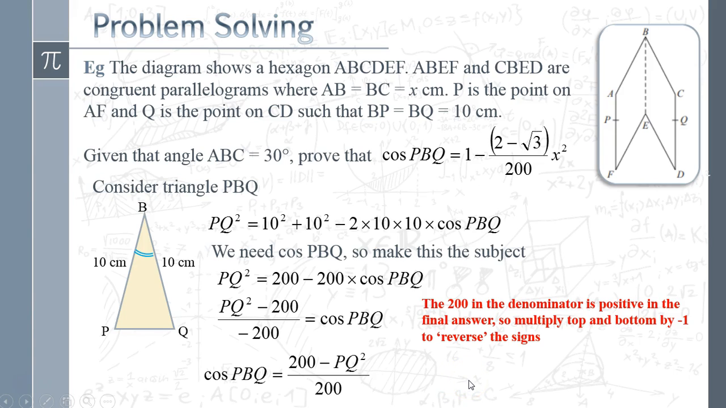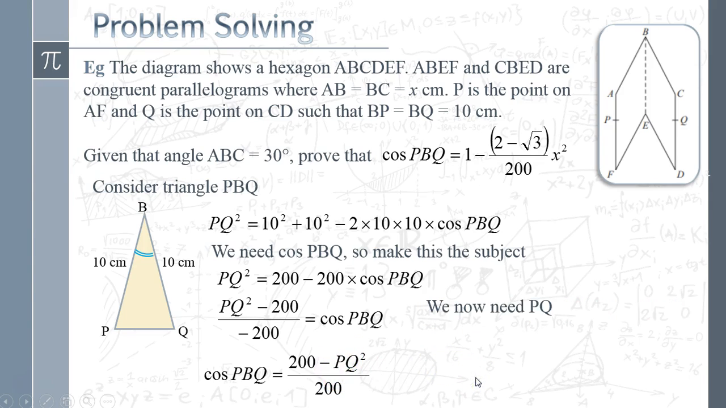So what we've got now is an expression for cos PBQ, but it's in terms of PQ squared, and I need it in terms of x squared. We're told that AB and BC, so AB, that one there, are both x. So what we've got to do is come up with some expression for PQ in terms of x. The way to do that is to think about the fact that the distance from P to Q is the same as the distance from A to C.